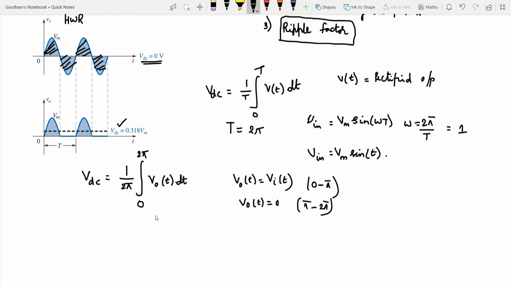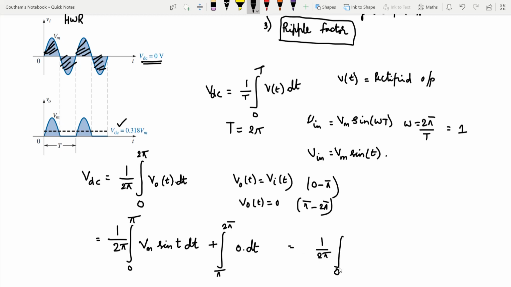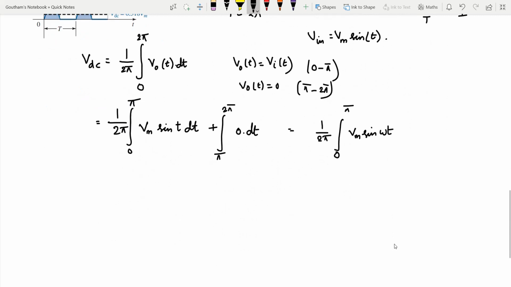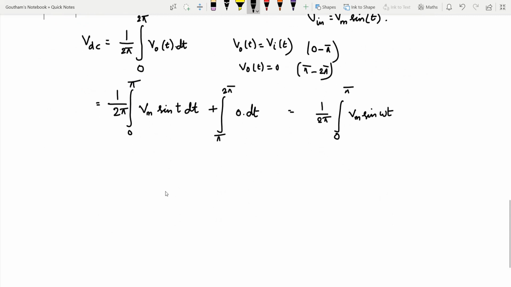So plugging in these conditions, we have 1 by 2 pi integral 0 to pi Vm sin t dt plus integral pi to 2 pi 0 dt. So that would give me 1 by 2 pi integral 0 to pi Vm sin omega t. Okay, so that would in fact result in something like this.